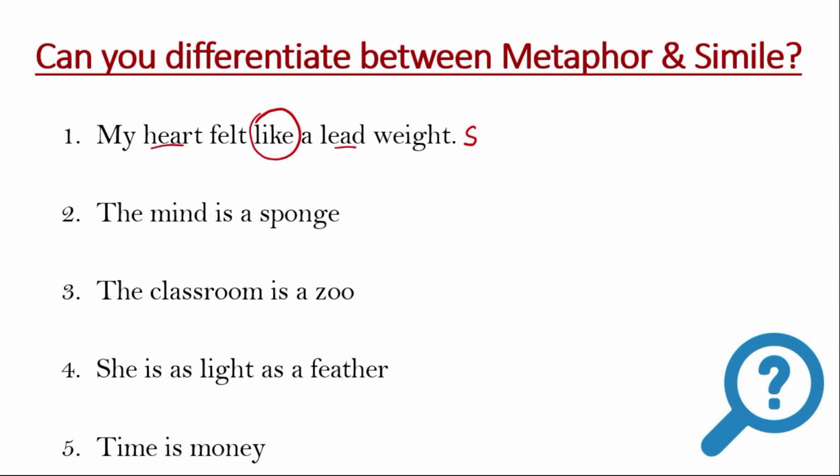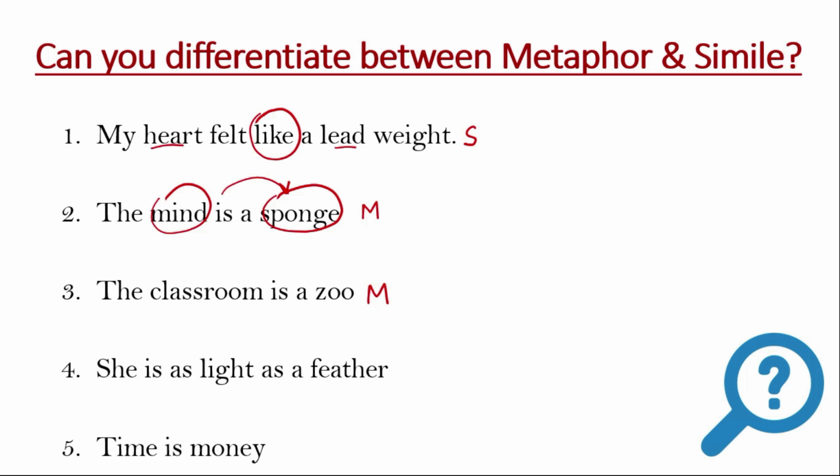Moving to the second question. The mind is a sponge. So here the mind is compared to a sponge, but no words such as like or as or than is used. So it becomes a metaphor. Perfect, very good. The third question. The classroom is a zoo. So what is it? Metaphor or simile? It is a metaphor, correct.